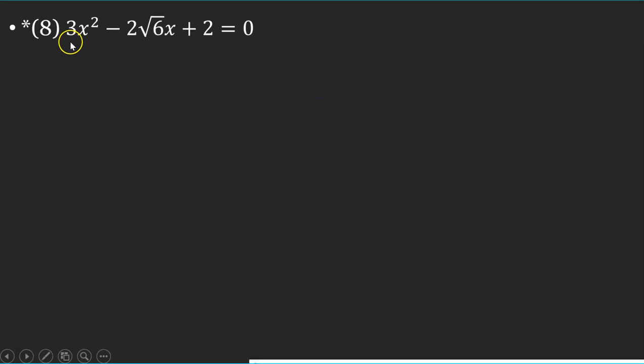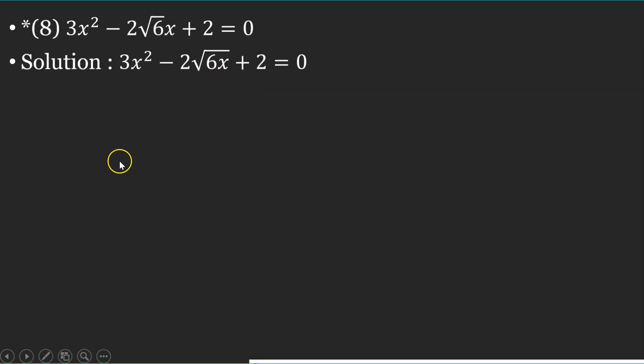Now the next is 3x square minus 2 root 6x plus 2 equals 0. Again, for the expression 3x square minus 2 root 6x plus 2 equals 0, the product of the first term and the last term, that is 2 into 3, you will get 6.